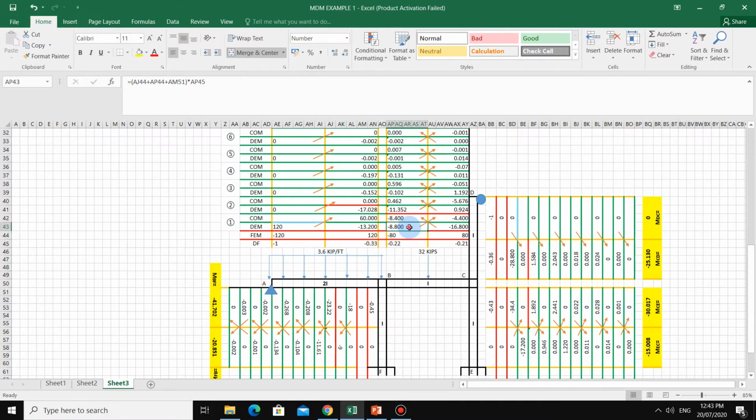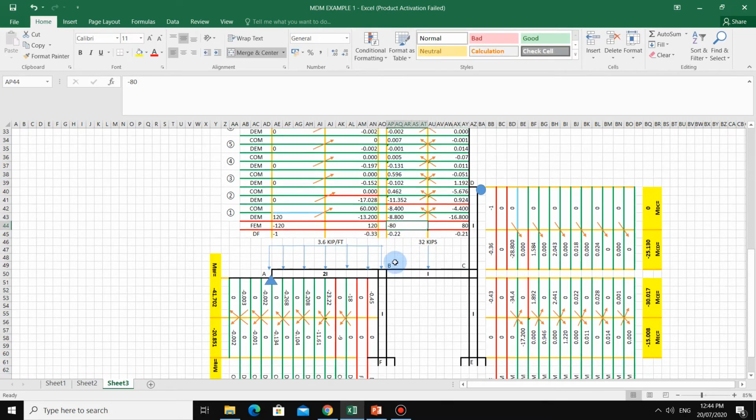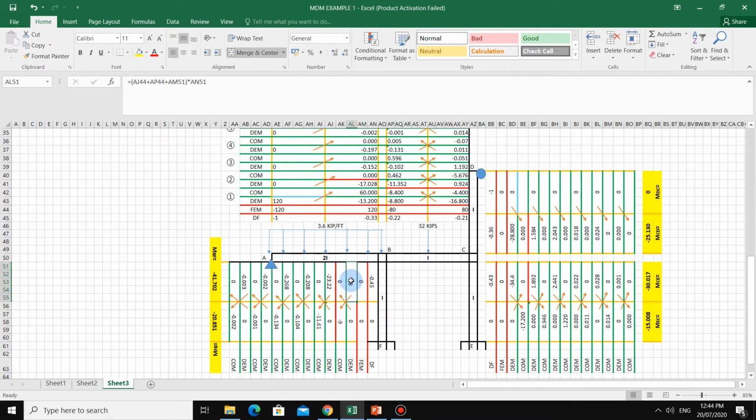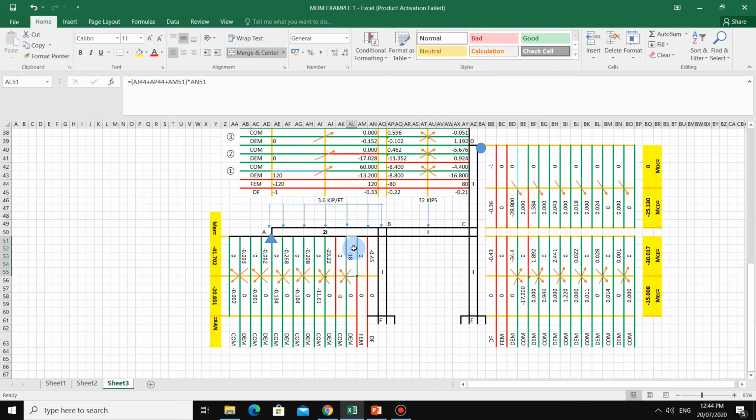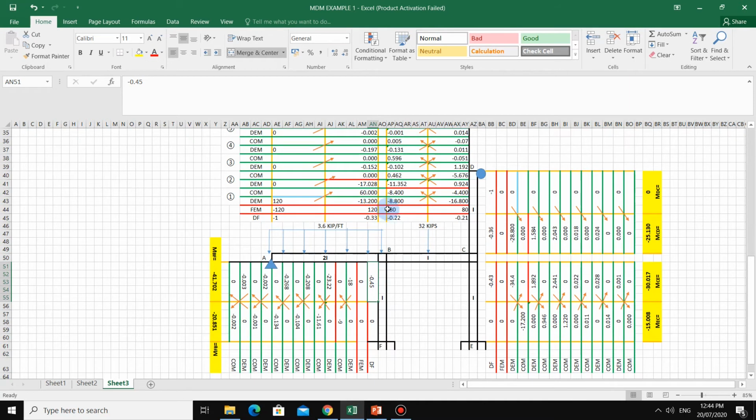Okay, so negative 13.2. The same with negative 8.8. So we get this from our FEM of BA, FEM of BC, and FEM of BF, then times the distribution factor of BC, so negative 0.22. Okay. Then for this, for BF, negative 18 again is from those values. So FEM of all those connected members, then times the distribution factor, which is negative 0.45. Okay. So that is at joint B.